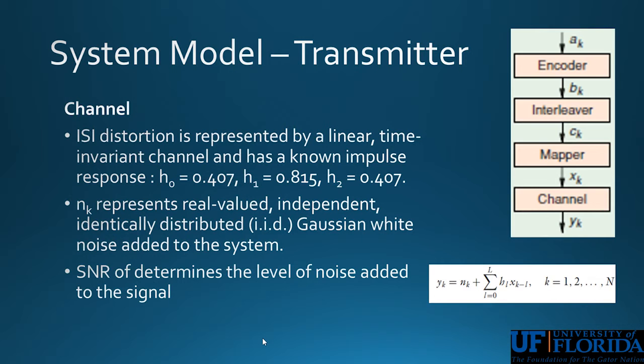Next is the channel. ISI distortion is represented by a linear time-invariant channel. It has a known impulse response given here. In this expression, this is the impulse response working on the input, this is the output, and n[k] represents the independent identically distributed Gaussian white noise. The level of noise added to the system is determined by the signal-to-noise ratio, and there will be graphs showing the BER response over a change of SNR.